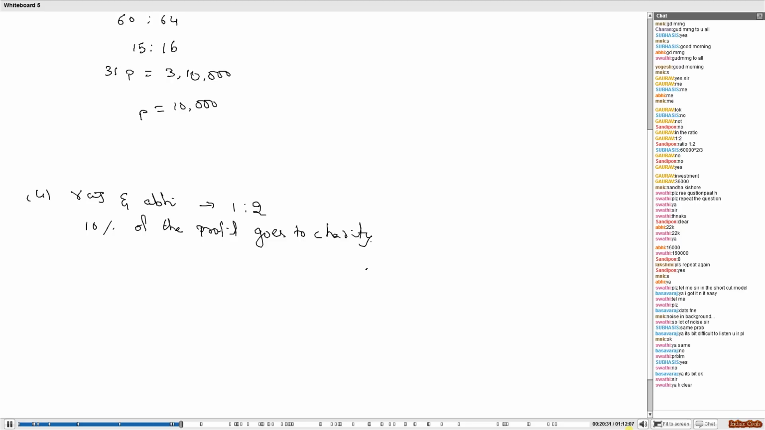10% of the profit goes to charity. Now tell me, will they divide the profit at the time of starting? Look, 100% is the total profit. Now tell me, first will they distribute the profit and then give it to charity, or first give it to charity and then distribute the profit?